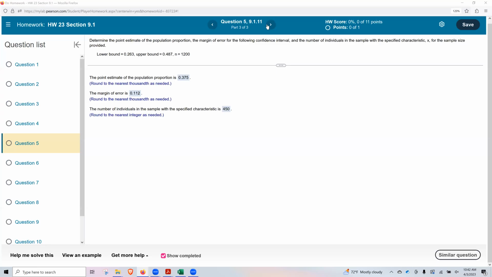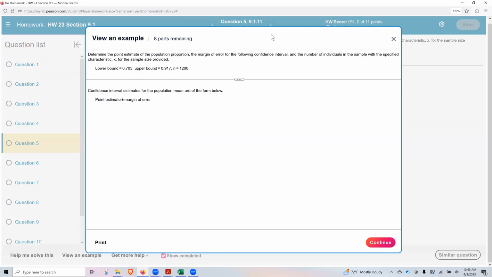Okay. All right, let's look at number 5. Here they're giving you the lower bound and upper bound and n, but they're not giving us x. They want us to solve for the point estimate, p hat, and the margin of error. So what we can do is use a formula. Here it's in the example.